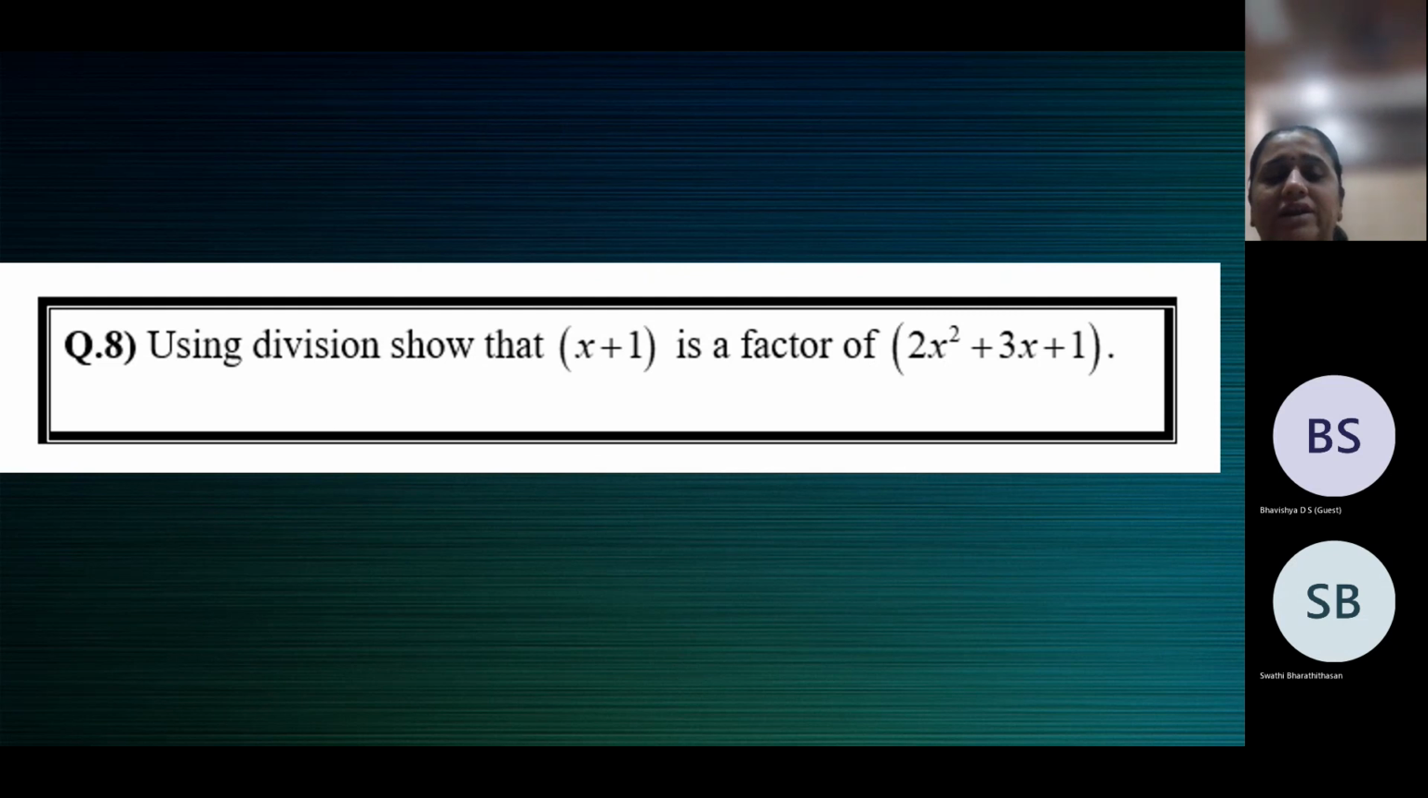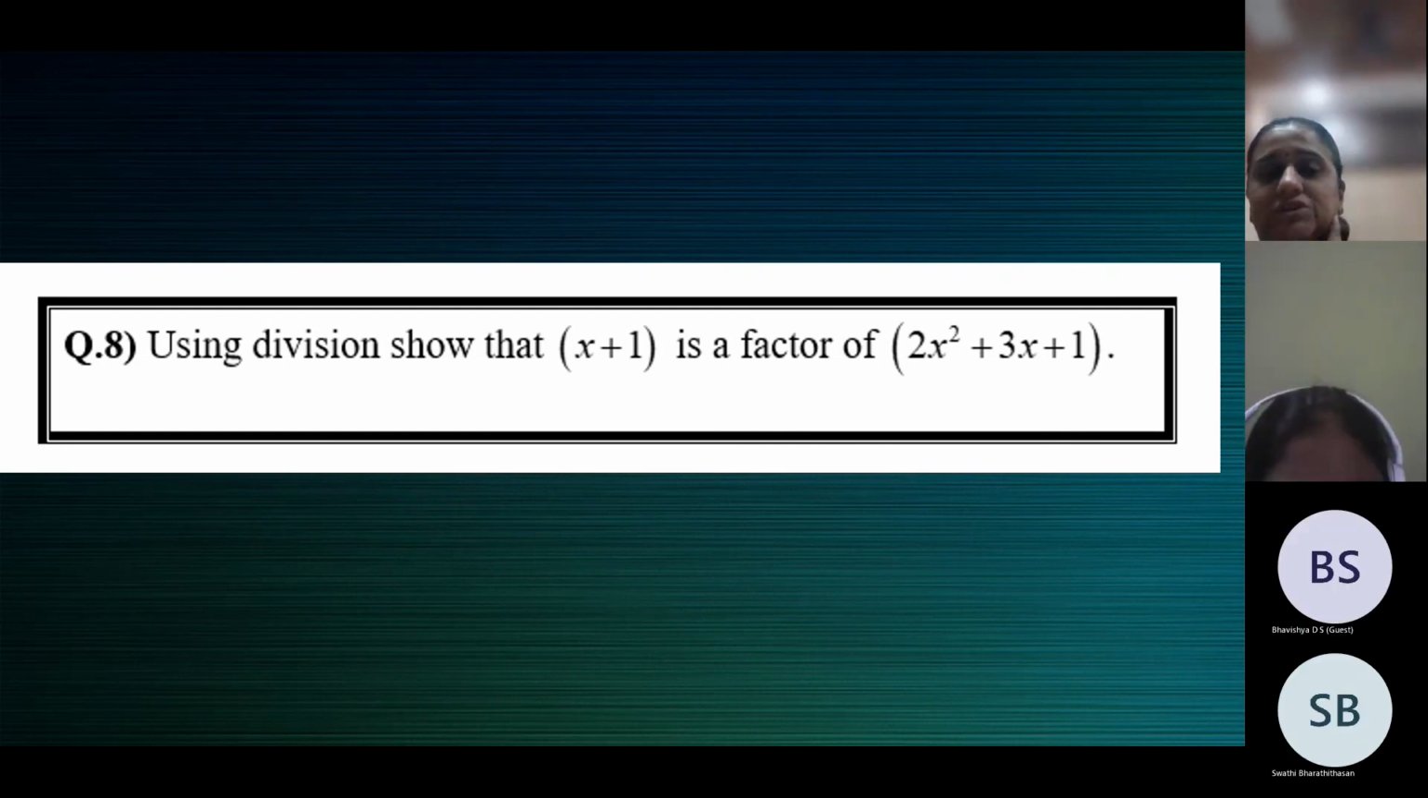In the same way, divide 2x squared plus 3x plus 1 by x plus 1. The remainder should be 0. So then it's a factor. All right. So do the division, take a screenshot of the question, complete the division.